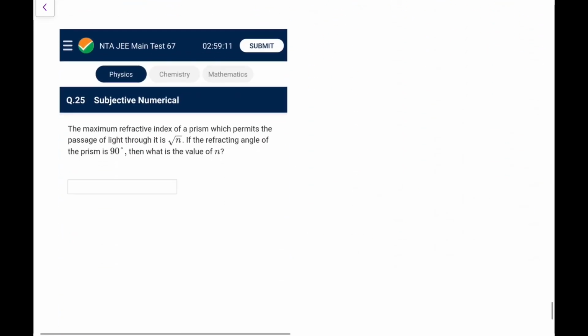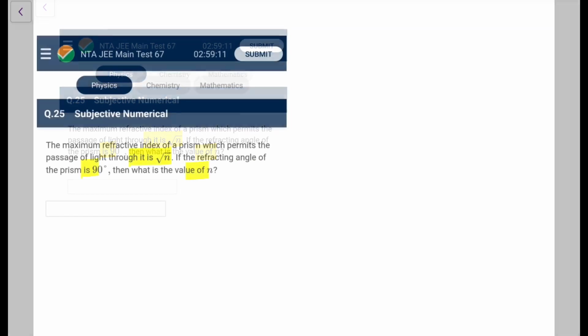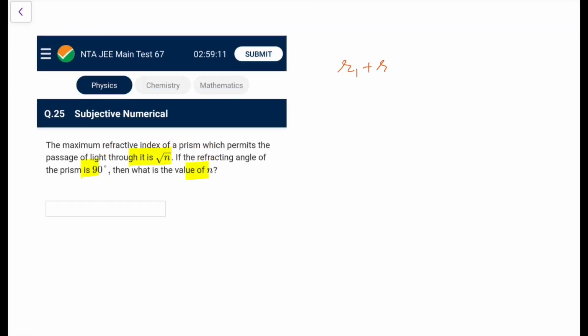Next one. The maximum refractive index of a prism which permits the passage of light through it is root n. If the refracting angle of the prism is 90 degree, what is the value of n? Okay. Maximum refractive index of a prism which permits the passage of light through it. Now when light passes, we know the two angles r1 plus r2 is equal to A. Okay. And from here all light should pass.